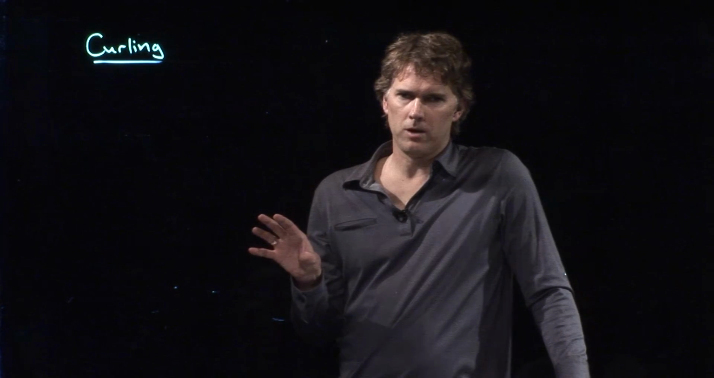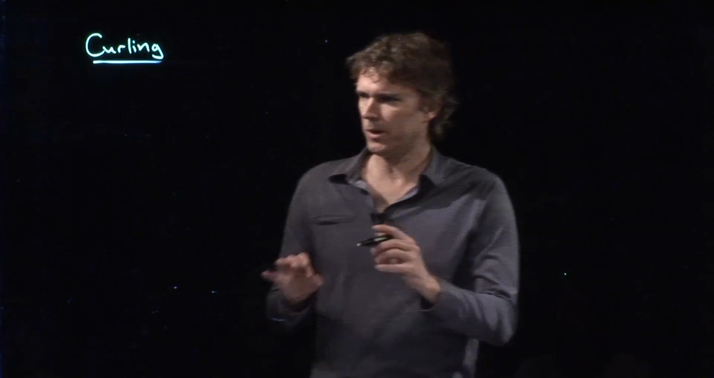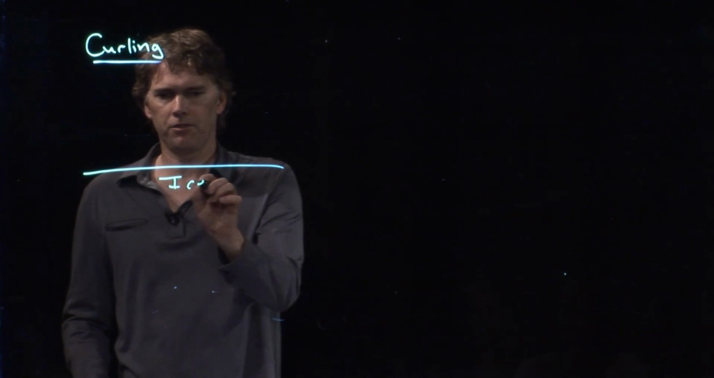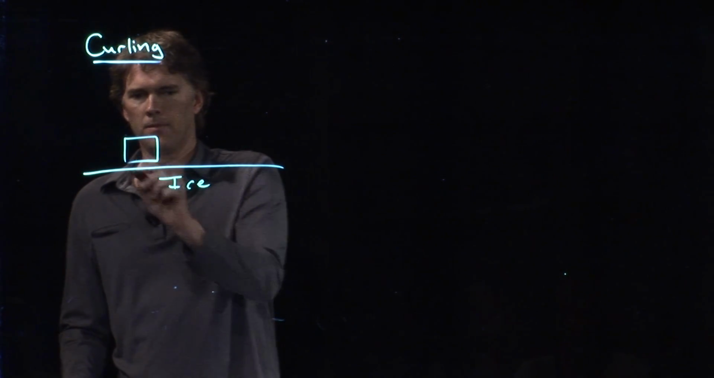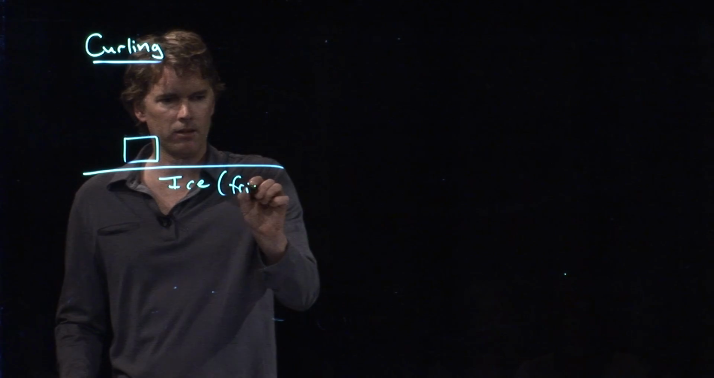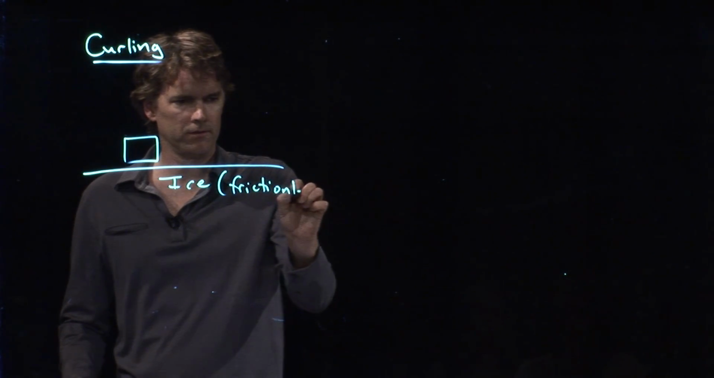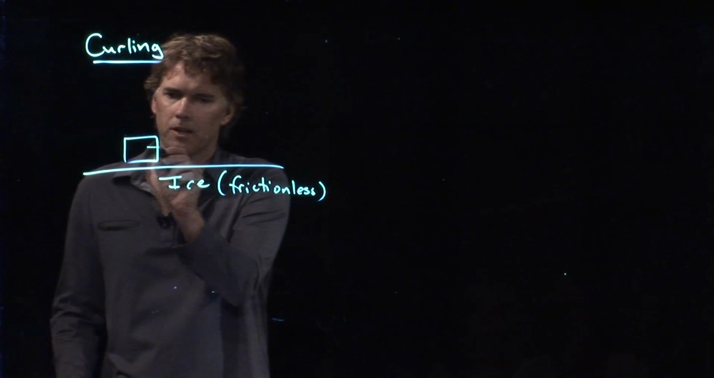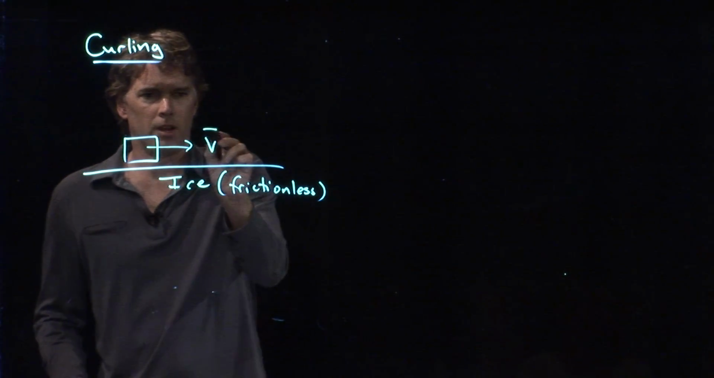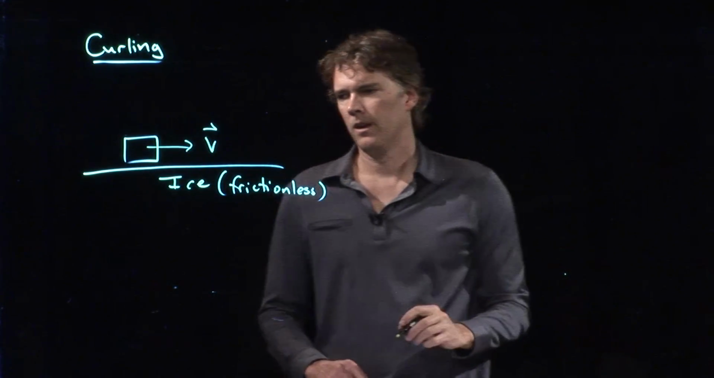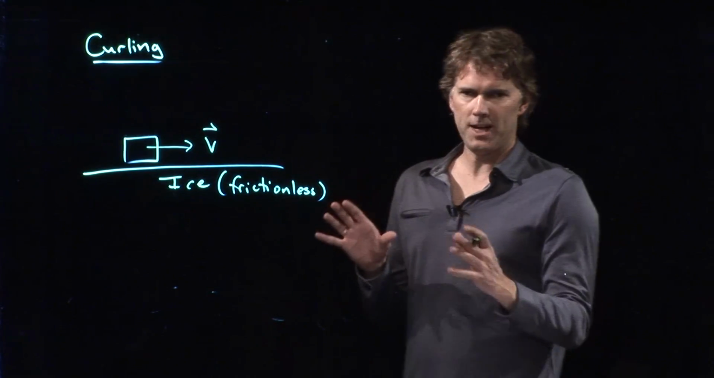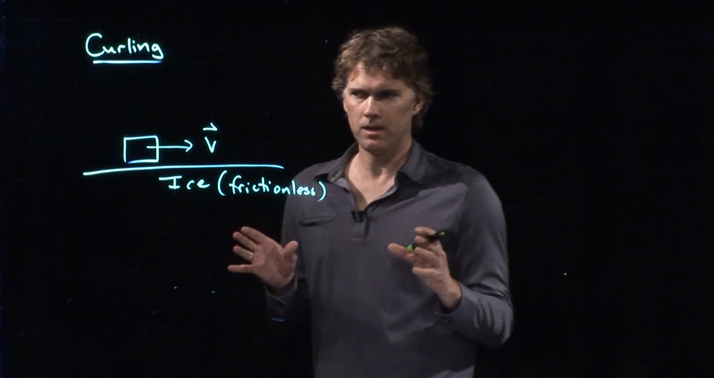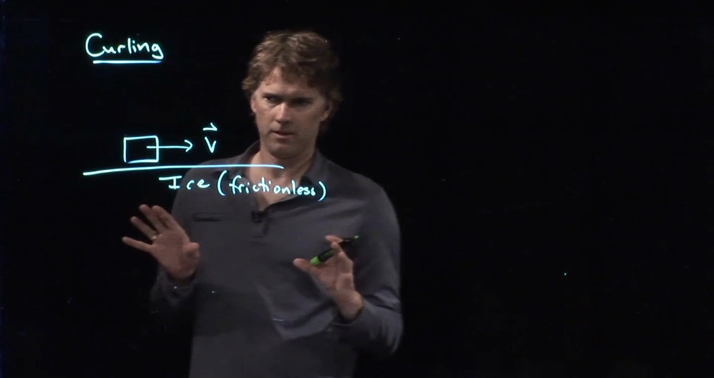Let's talk a little bit more about curling and this idea that we have a block that's sliding along on the ice. And let's say that our ice really is frictionless. Okay, if the block is sliding along at velocity v, and there's no change in v, then what we're saying is there must be no net force on this thing.